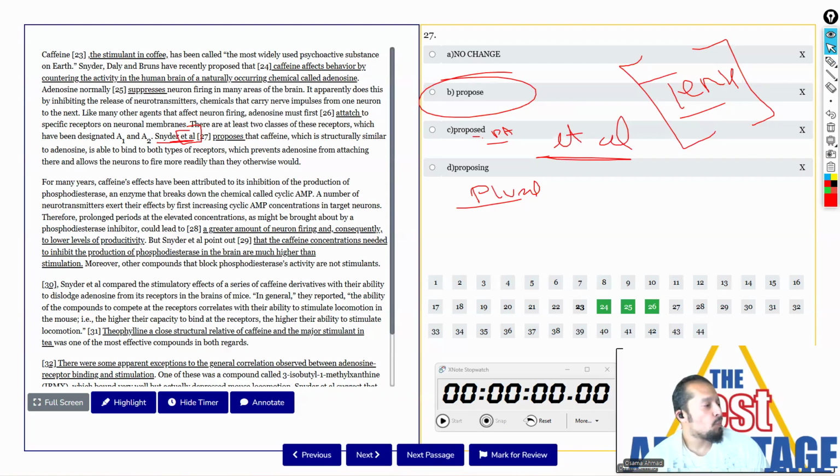Which have been designated. Say again. Which have been designated or designed. Okay, cool. We can say which is, which prevents. I don't know where you got which have been, honestly. You read which have been. What tense is have been?